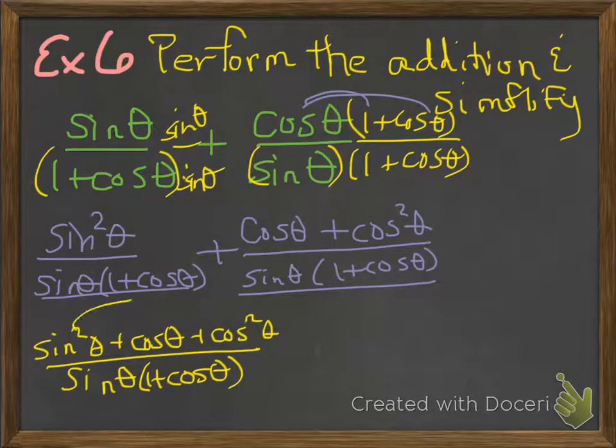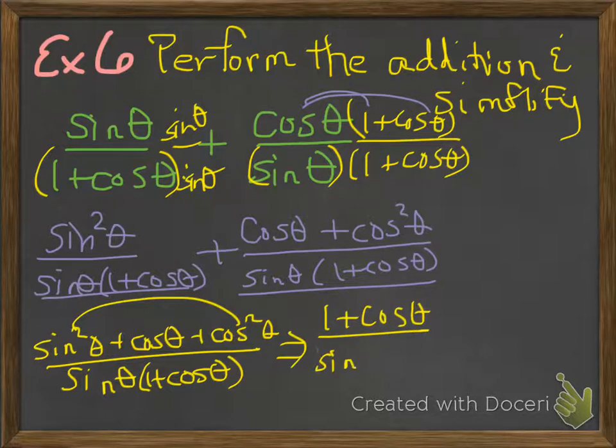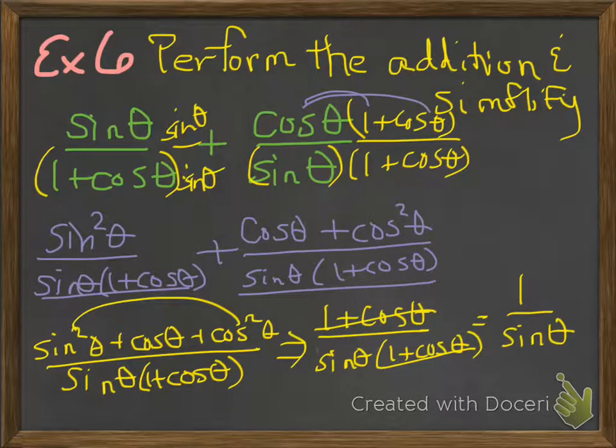Now if you'll notice, this and this, when you put those two together side by side, you get 1 from the Pythagorean identity. So this actually turns into 1 plus cosine theta over sine theta, 1 plus cosine theta. And look, 1 plus cosine theta cancels out with 1 plus cosine theta, giving me 1 over sine theta, and we'll turn it into its cousin again and call that cosecant theta. And that's my answer.